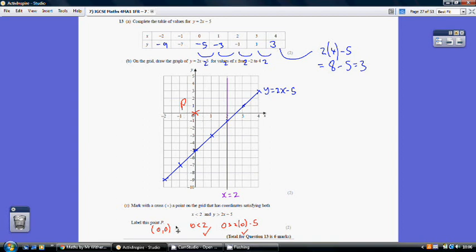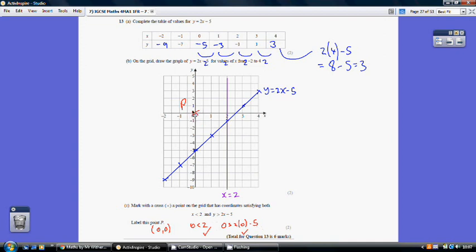Is the x coordinate in 0, 0 less than 2? Yes, it is. 0 is less than 2. And is the y value greater than 2 lots of the x value minus 5? Well, 2 lots of 0 is 0. 0 take away 5 is minus 5. So is your y value 0 greater than minus 5? Yes, it is. So that's a good little double check to make sure you've got your correct answer.